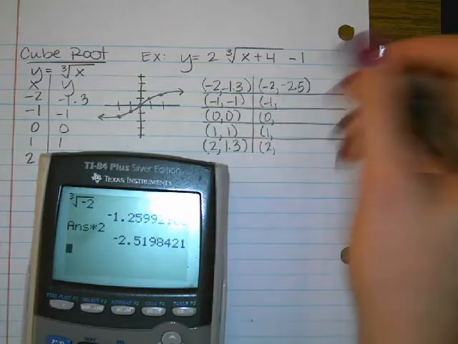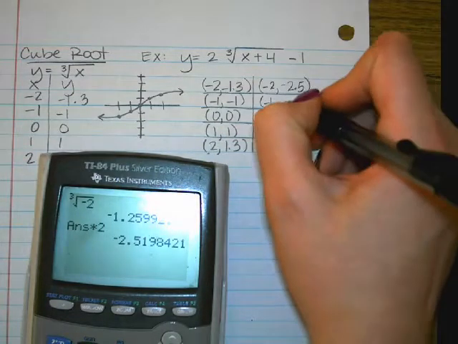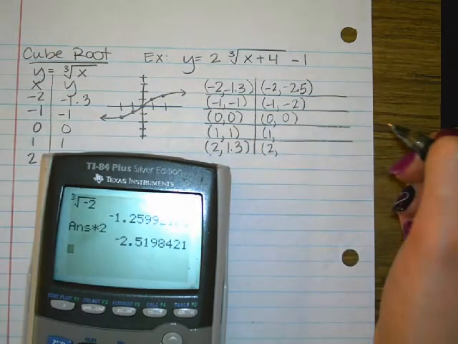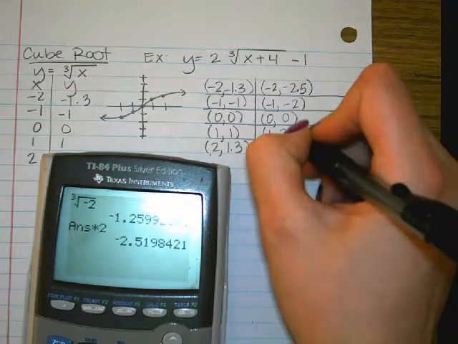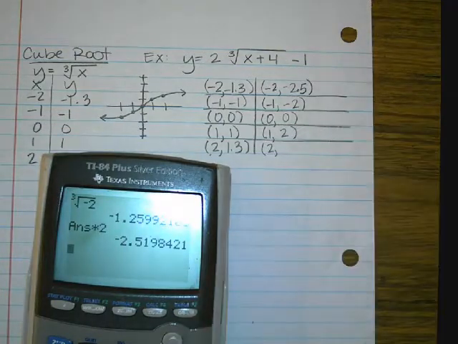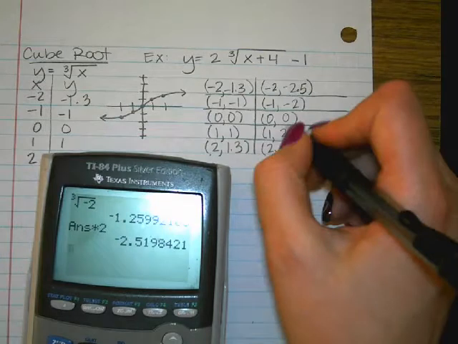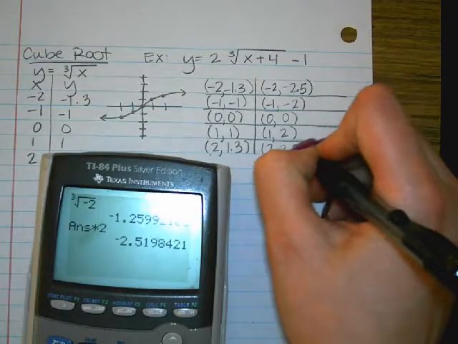And then the rest of them we can just multiply by 2. So -1 times 2 is -2. 0 times 2 is 0. 1 times 2 is 2. And then if we did the positive version of that decimal times 2, then we would get positive 2.5.